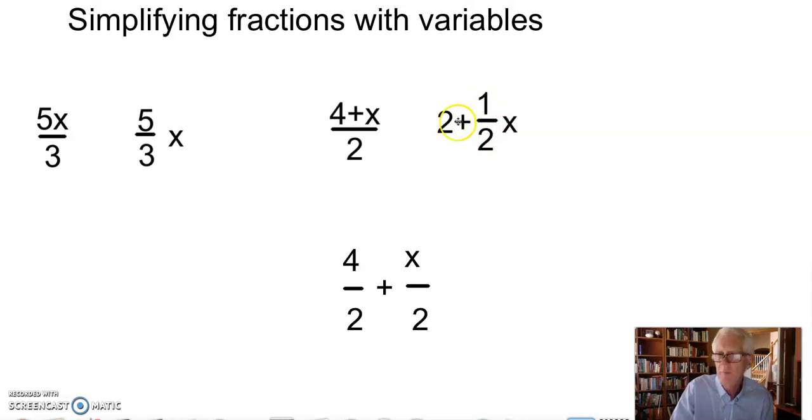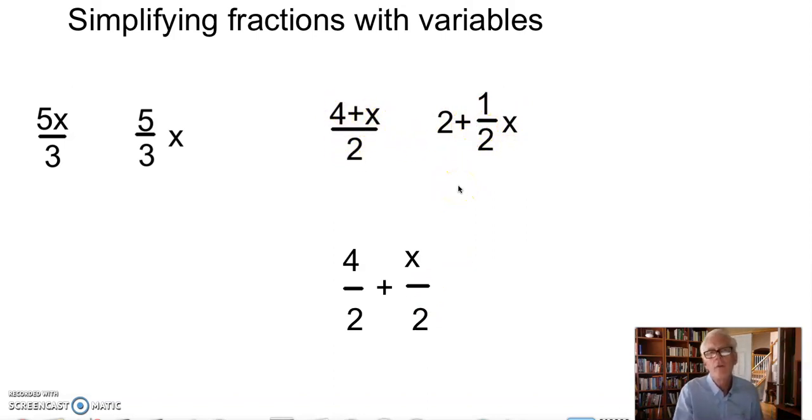Why is that? If you remember adding fractions, I can break this apart. 4 plus x divided by 2 is the same as 4 over 2 plus x over 2. So when we simplify this, 4 over 2 becomes the 2, and x over 2 can also be rewritten as 1/2 times x. So we want to turn these into that.